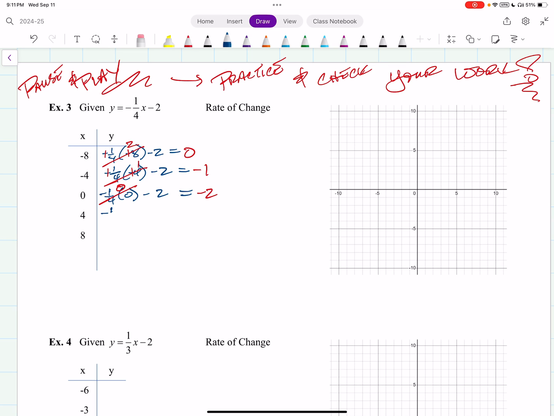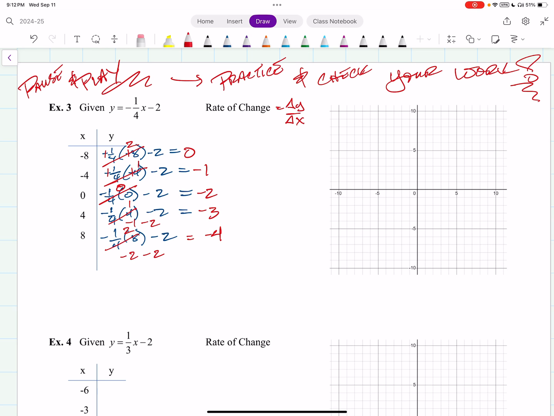Now -1/4 times 4 minus 2. Well, 4 divided by 4 is 1, times -1 is -1, and -1 minus 2 is -3. Last one, -1/4 times 8 minus 2. 8 divided by 4 is 2, times -1 is -2, minus 2, that's -4. So my rate of change, which is always delta y divided by delta x, is the following.